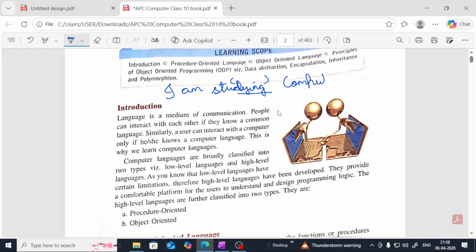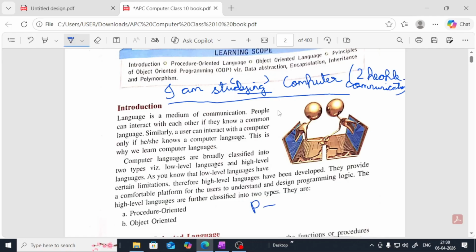Okay, so this is how two people communicate. Now suppose you have to communicate with a computer. People communicate with a computer. We then use programming languages.